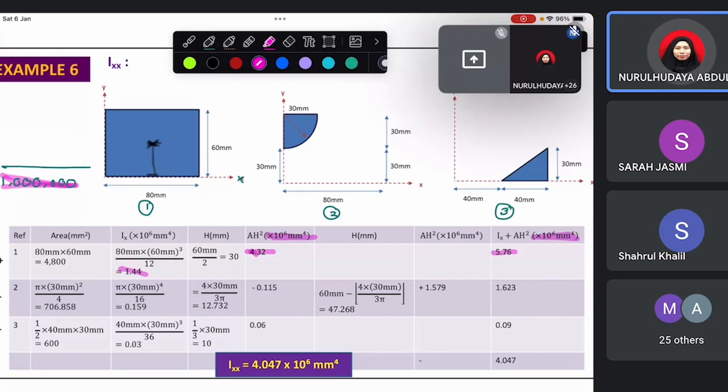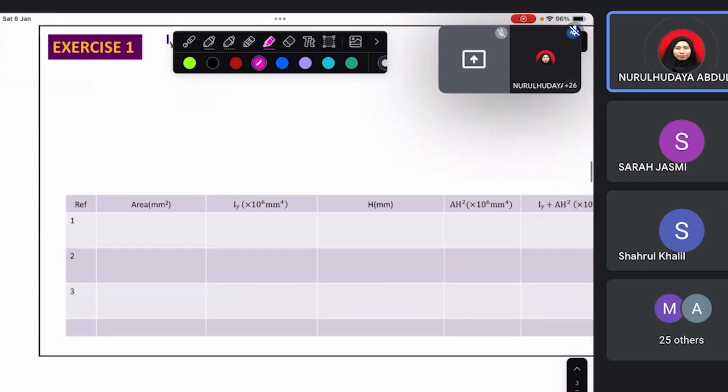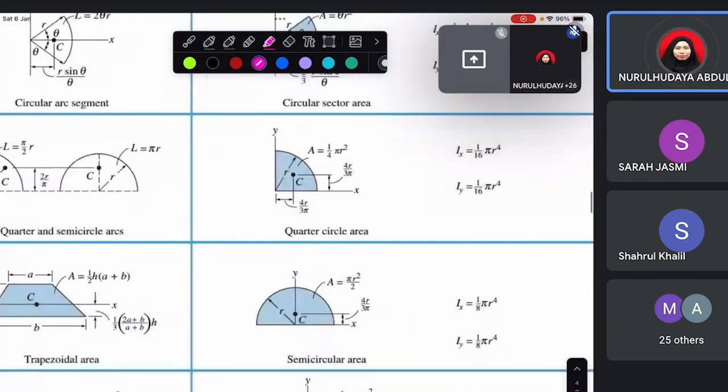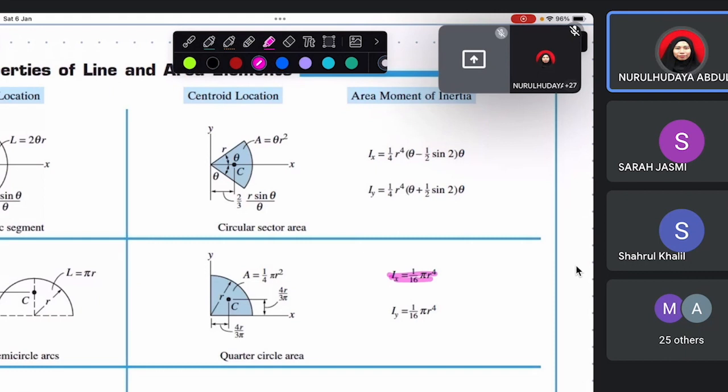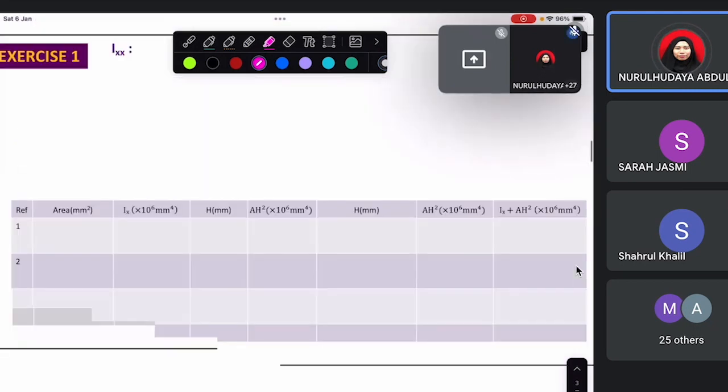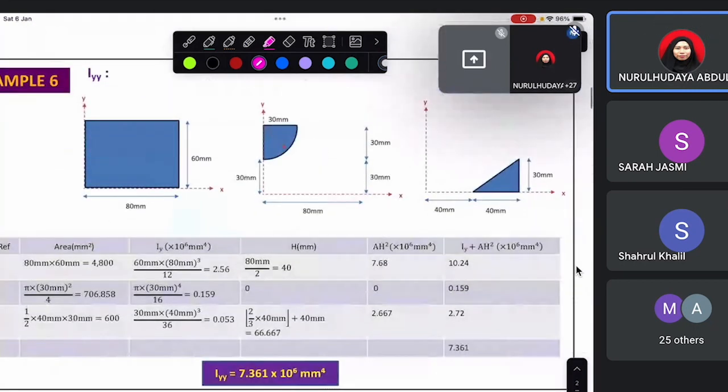And for the Ix here, we can refer to the table. Pi r power of 4 divided by 16. But notice its Ix value is at the bottom here, not at its center, not here, but here. So, the Ix value is at this line. That's fine, we calculate its Ix first using its formula.